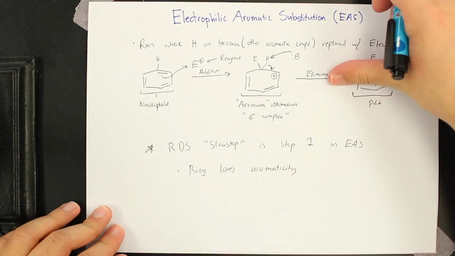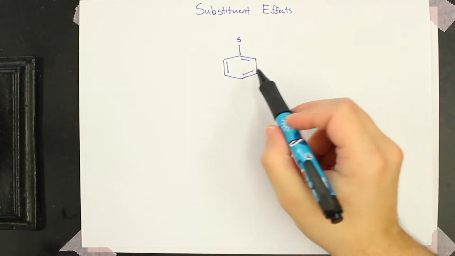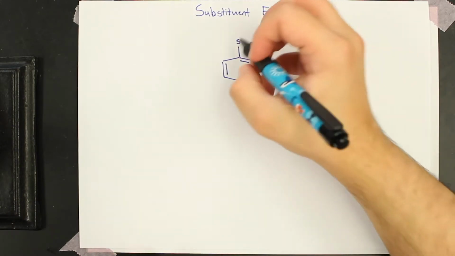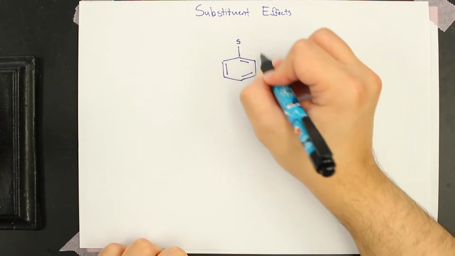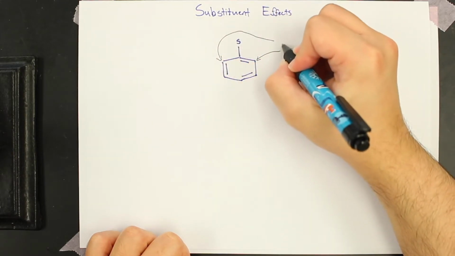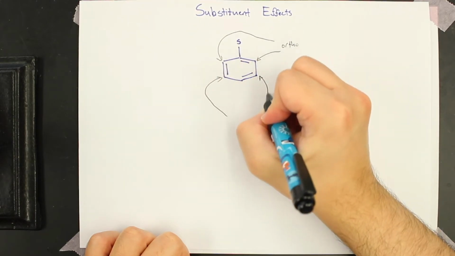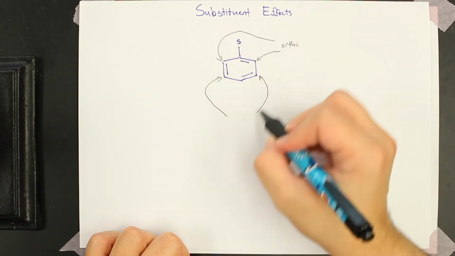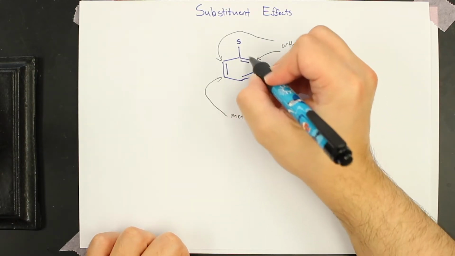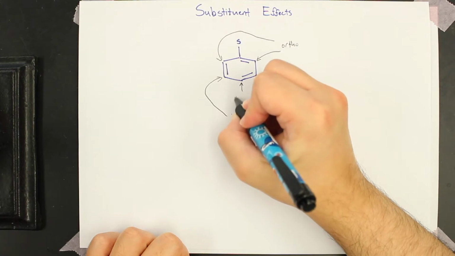Let's look at some of the influences that substituents have on EAS reactions. If we have a benzene ring here with a substituent, and a substituent is anything other than hydrogen, what are the different positions on this ring in relation to this substituent? The positions immediately adjacent to it are referred to as the ortho position. The positions that are 2 carbons away are referred to as the meta position. And the carbon that is directly across, 3 carbons away from the substituent, is called the para position.